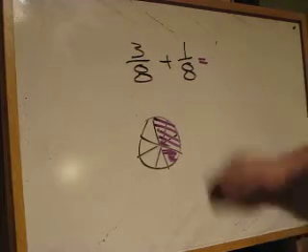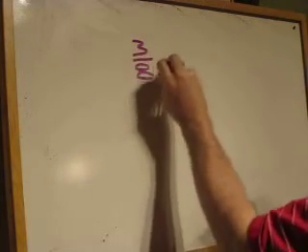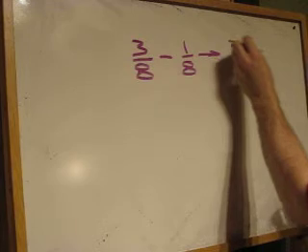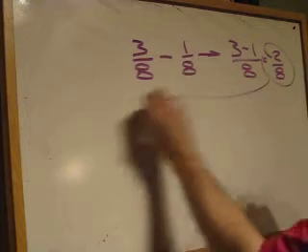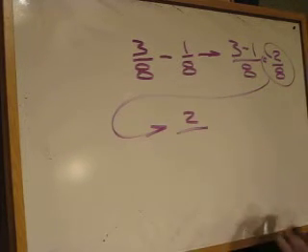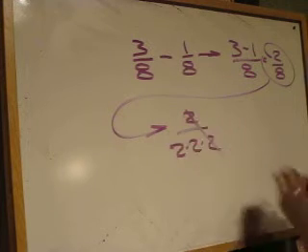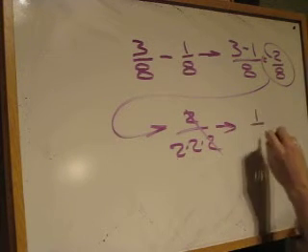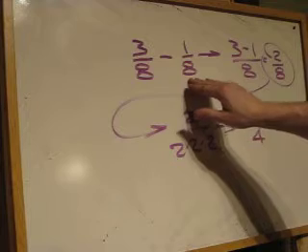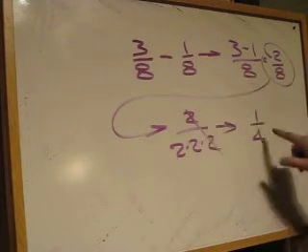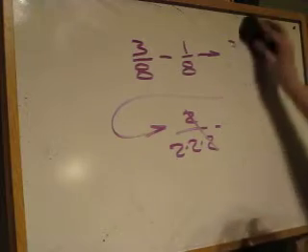You do the exact same thing with subtraction. If I had 3/8 minus 1/8, that's the same as 3 minus 1 over 8, which gives me 2 over 8. And again, I'm going to find the product of primes. 2, can't do anything with that, but my 8 is 2 times 2 times 2. Those disappear, and that leaves me with 1 over 4. So 3/8 plus 1/8 is 1/2. 3/8 minus 1/8 is 1/4. So, not much different between addition and subtraction, except you subtract the numerators instead of add them.